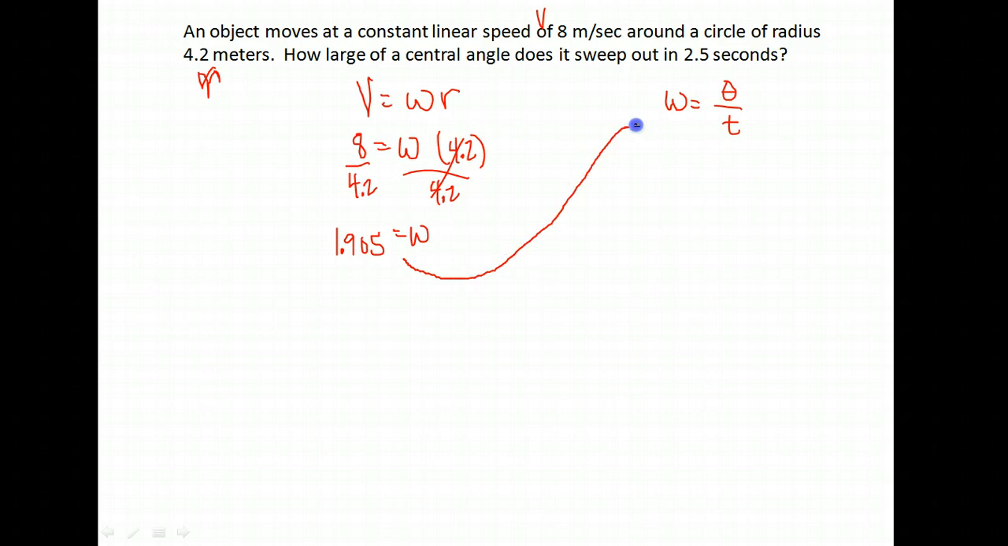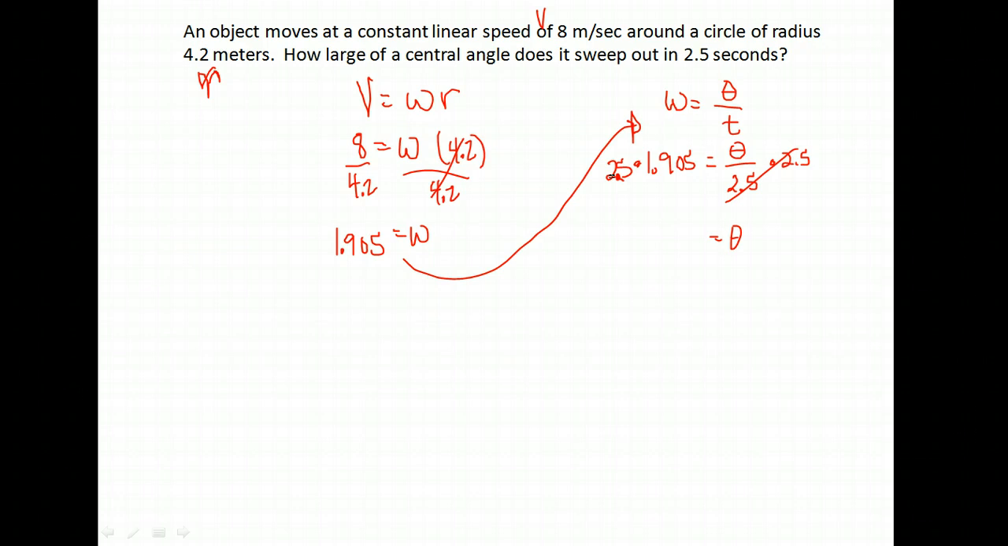Now I'm going to take that over here. Okay, I know my angular speed now is 1.905 radians per second. I do not know what theta is. I do know the amount of time was 2.5 seconds. If I multiply by 2.5, okay, so you can think of this as when we found the angular speed, that's how far it goes each second. If you go for 2.5 seconds, you would multiply that by 2.5, which is what we're doing here. Sorry, I'm missing a decimal there.